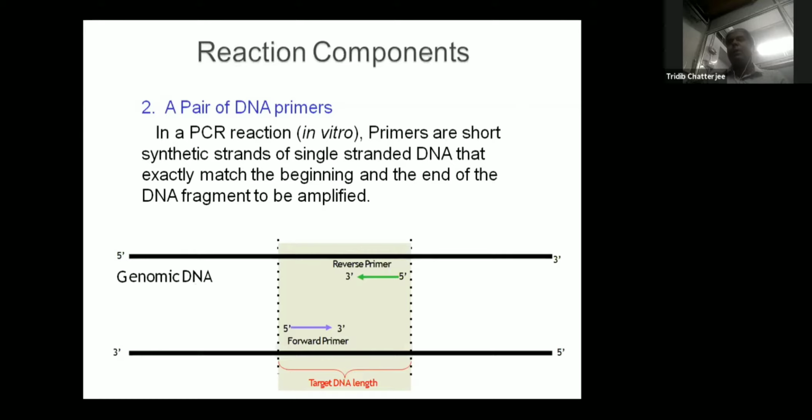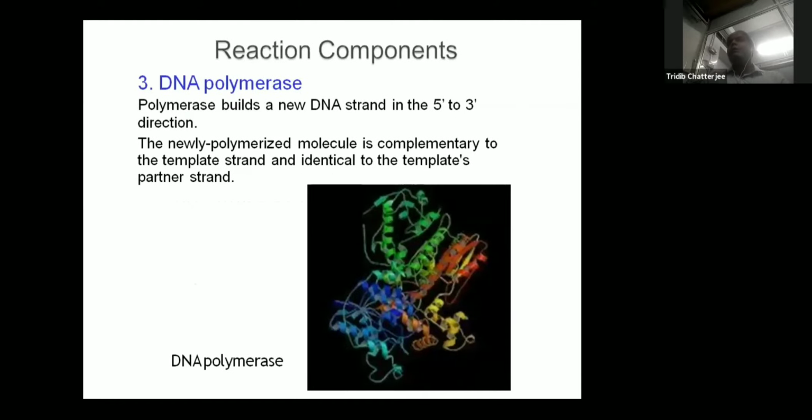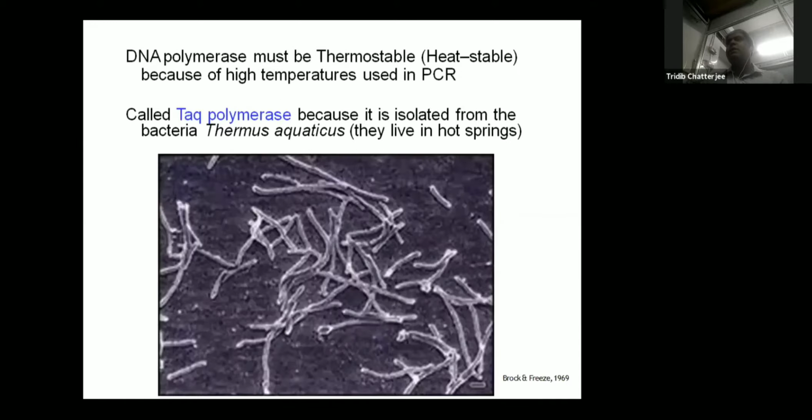They target the genes we want to amplify. Next, the DNA polymerase. We cannot use our own DNA polymerase, because in PCR we have to increase the temperature to 90 to 95 degrees centigrade, which our own DNA polymerase cannot tolerate. So scientists extracted DNA polymerase from a bacterium called Thermus aquaticus, and that's why this polymerase is known as Taq polymerase. This polymerase works well and does the amplification.